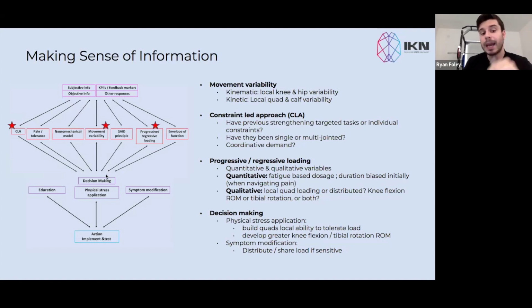Okay. And then once we filter this information through those models, we have to make a decision. Now, we broadly categorize the decisions that we make into 3 buckets. So we have education. So how you're explaining your findings to your clients. Do you need to explain what pain is to reduce their fear? Do you need to reframe their beliefs about their experience? Do you need to manage their expectations? This all falls under that umbrella of education.